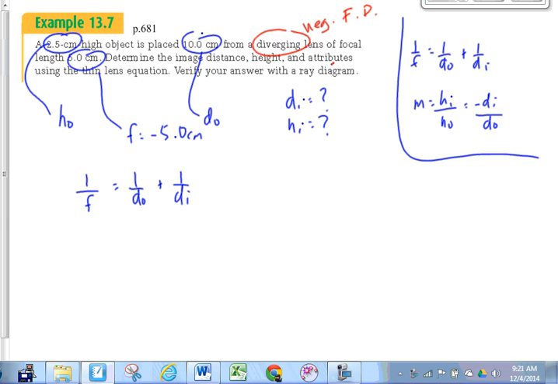All right, so we've got 1 over -5 equals, the object distance is 10 centimeters, positive 10, plus the image distance. Good, we're looking for the image distance. This is going to work.